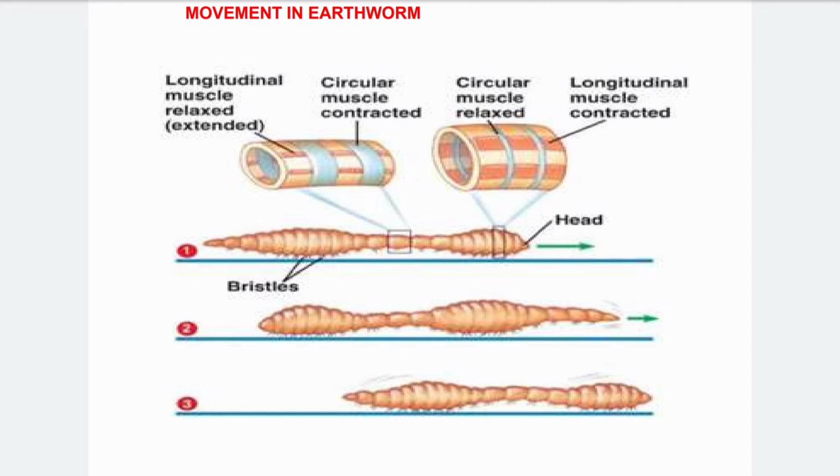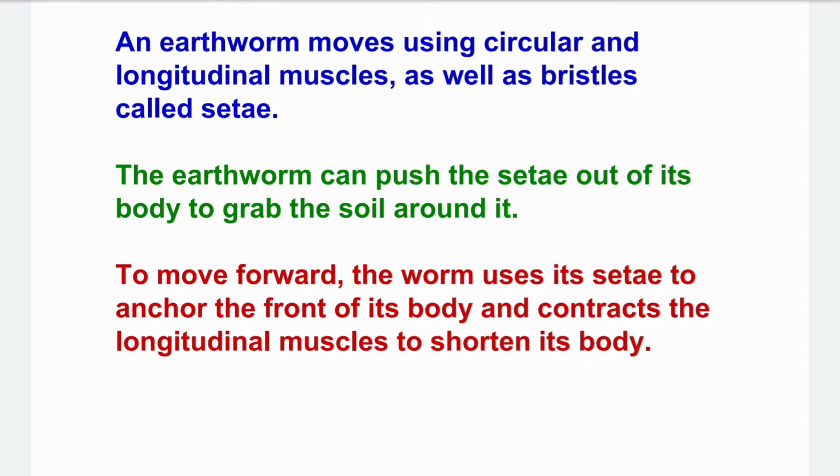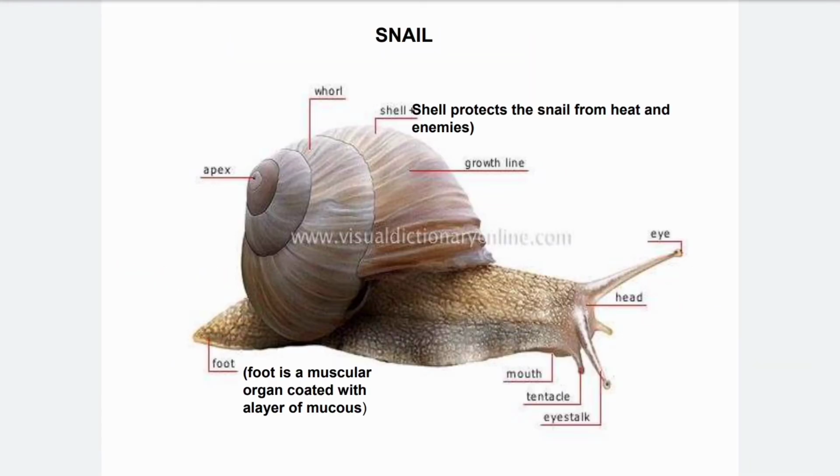An earthworm moves using circular and longitudinal muscles, as well as bristles called setae. The earthworm can push the setae out of its body to grab the soil around it. To move forward, the worm uses its setae to anchor the front of its body and contracts the longitudinal muscles to shorten its body.